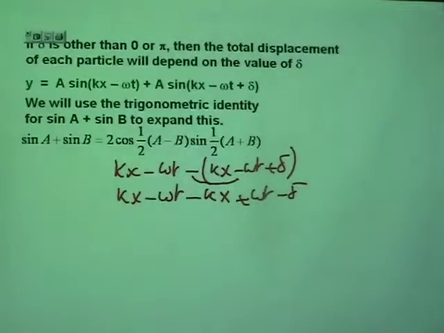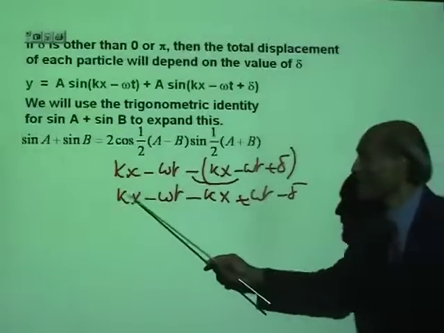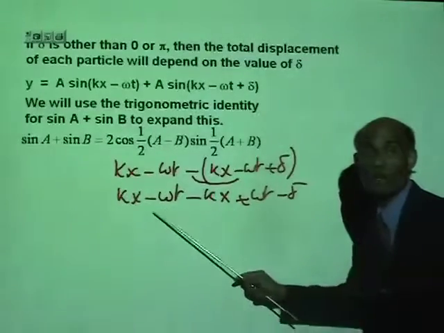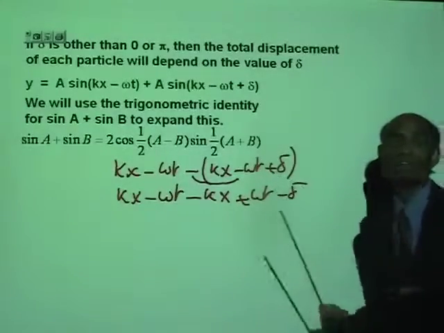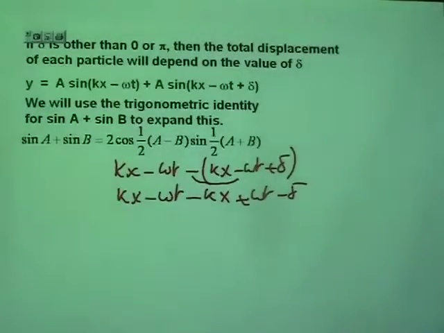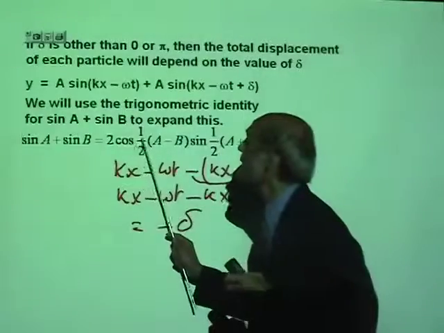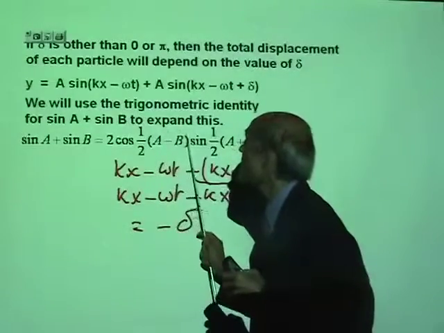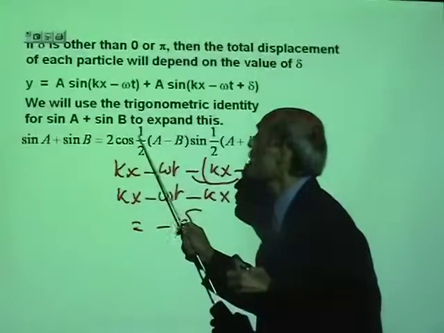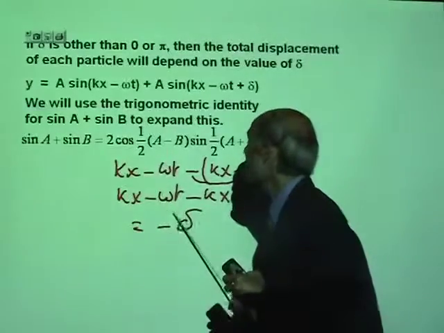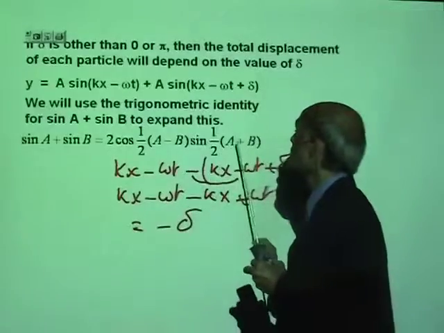And if you notice here, kx minus kx will go, negative omega t plus omega t will go. You will be left with a negative delta. So this will be 2a cos of A minus B, which becomes negative delta, over 2. So that will be cos of negative delta over 2.